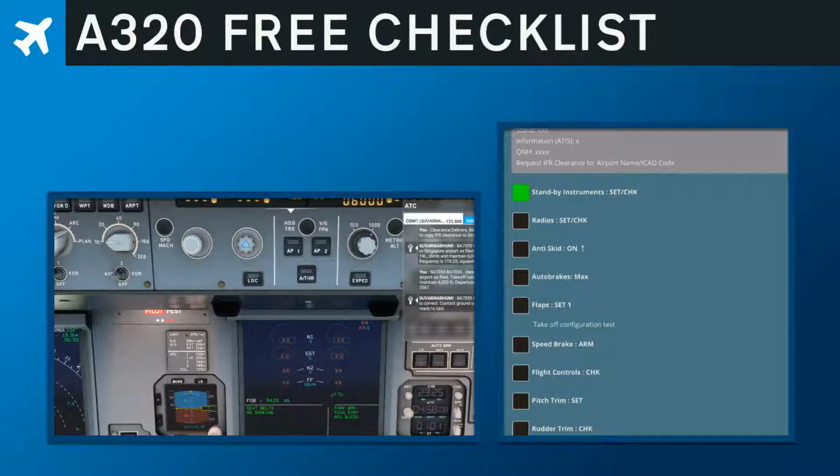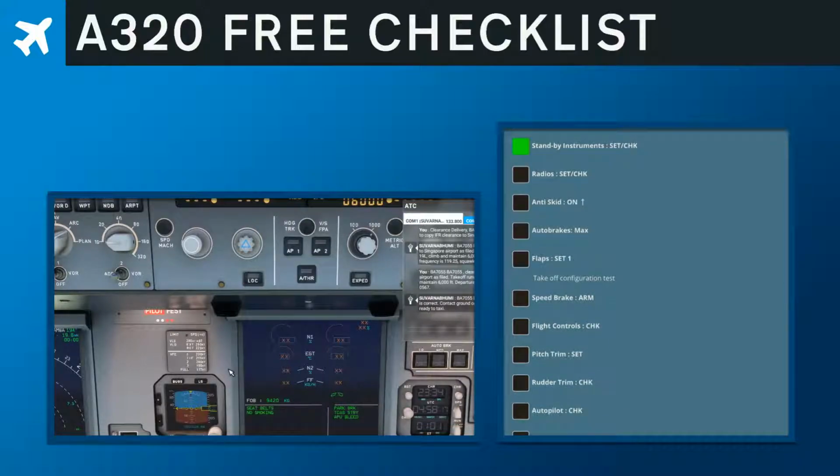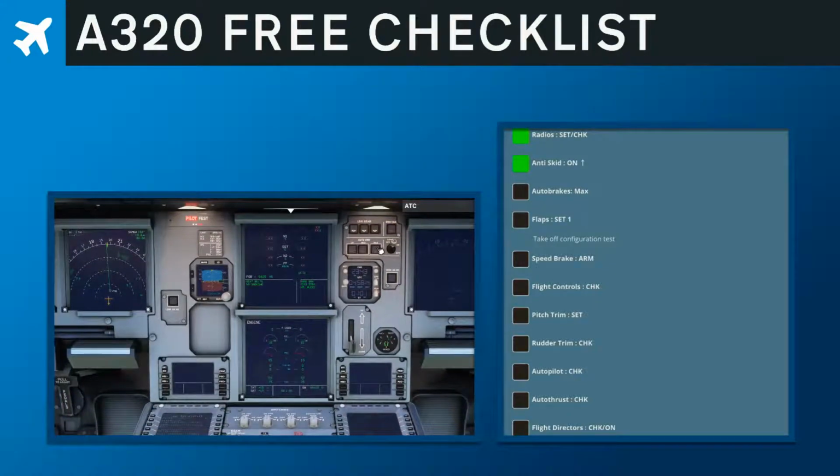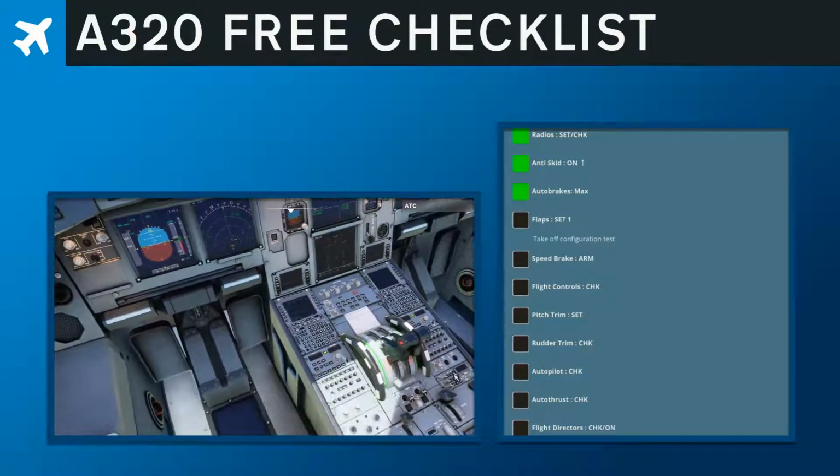So because they're two separate systems, you need to set both. Contact ground on 121.9 or 5. Okay, radio set, check. Anti-skid is on. And set brakes to maximum auto brakes. Flaps are set 1 as entered into the system. Speed brakes are armed. I'm not quite sure, but we seem to have a bit of an echo as well, so sorry about that. Not quite sure what's happening with the sound. I didn't touch anything in case it goes off again.